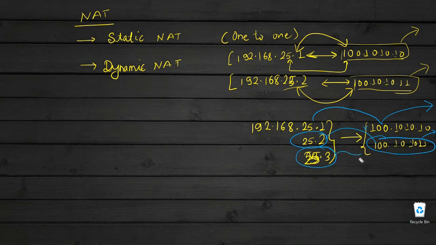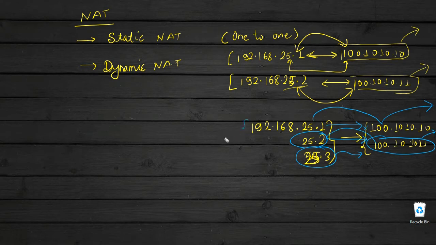He will try to reach that pool and find that, oh, I don't have any public IP address. So he will not be able to access the internet. So you might be thinking, what's the benefit of that, right? The benefit is that sometimes, if you do the static mapping, then 25.1 is fixed with 10.10, 25.2 is fixed with 10.11.